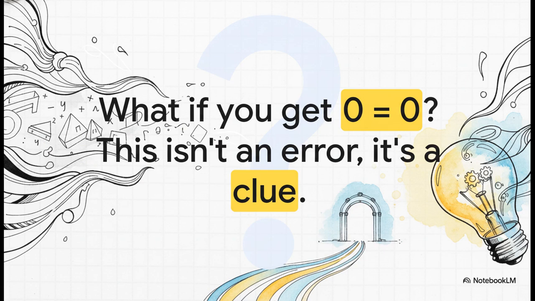But every now and then, something weird happens while you're eliminating variables. You might simplify everything down and end up with a statement that's just always true, like 0 equals 0. What on earth does that mean? Well, it's not an error. It's actually a clue that we're dealing with a really special case.